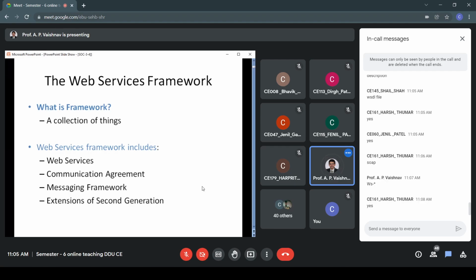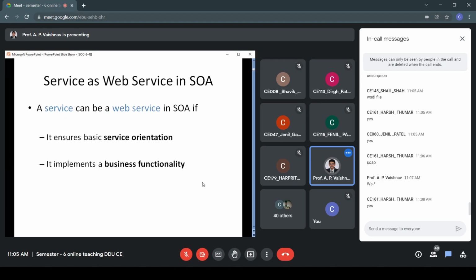Okay. Fine. So the next question is, when can you say that a service is actually a web service? There is a difference between these two terms. A service is just a concept, which is what you would like to implement, while a web service is required to follow certain conditions or constraints. So the first condition is it has to ensure basic service orientation.